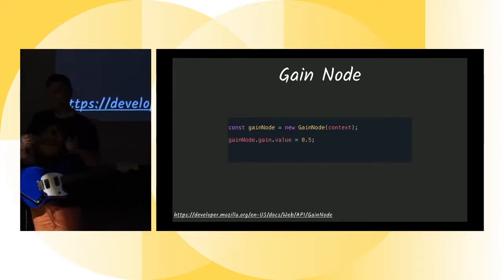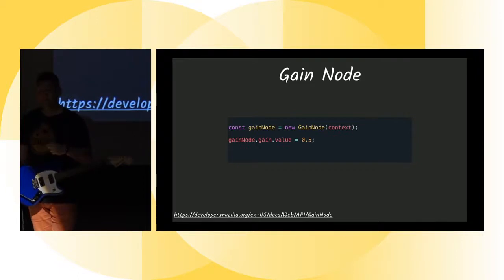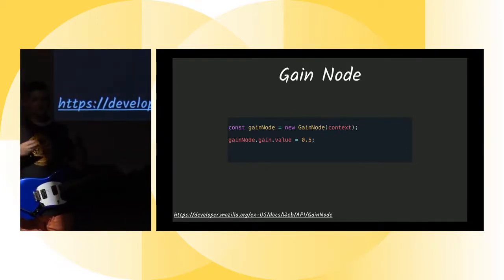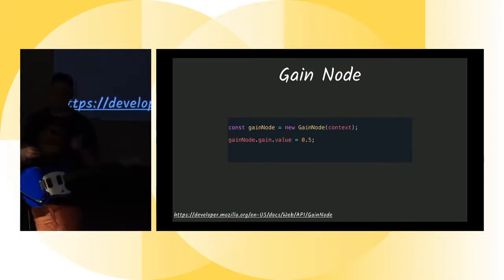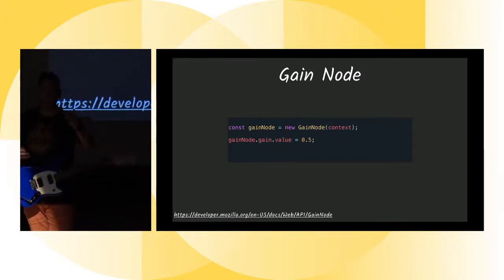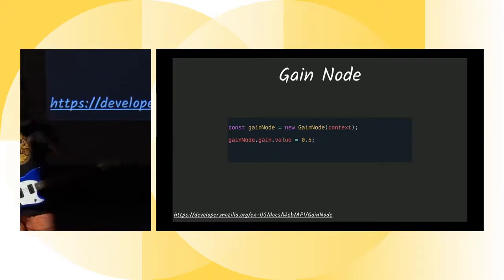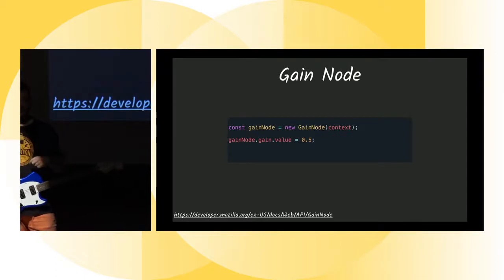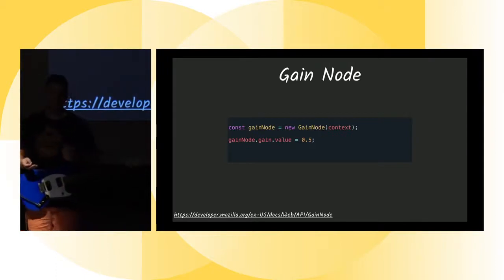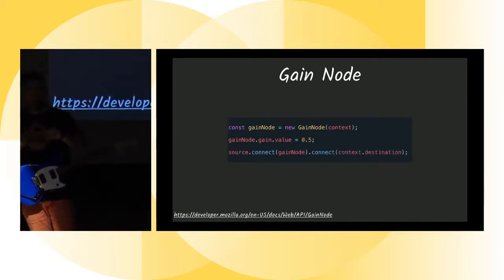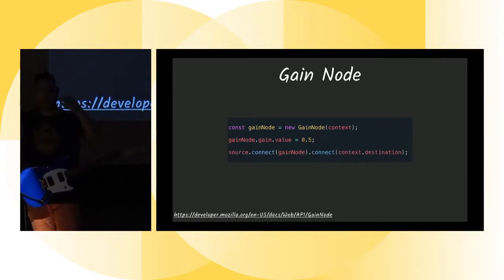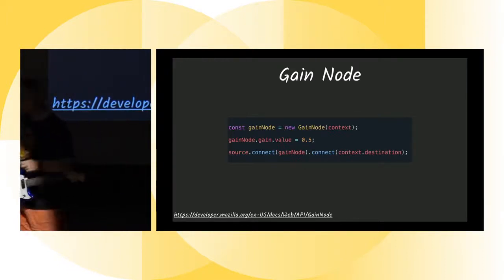The value of 0 means that our sound is completely muted. The value of 1 means that the sound is not changed. The volume is as it is. So by putting in values between 0 and 1, we can control the amount of volume. Or even more, we can use values greater than 1 and amplify our sound. When we create such a node, we need to connect our graph. So we have the source, we connect it to the gain node, and after that, connect it to the destination.